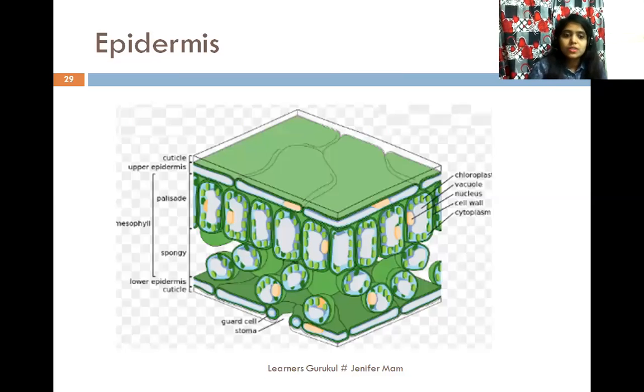So this is the structure of an epidermis. Here you can find the upper epidermis and the lower epidermis, and you can see the palisade and spongy cells, which together are called the mesophyll. Here, this is the cuticle of the cell. The epidermal cell contains chloroplast and a nucleus. A large vacuole is present, and a cell wall, and also cytoplasm.